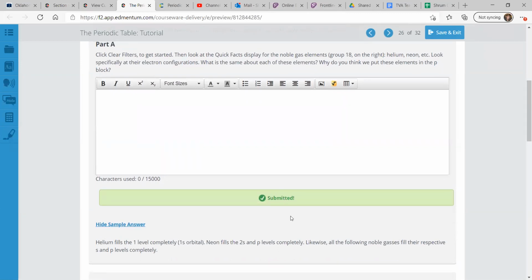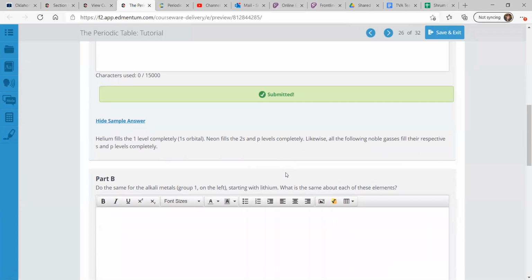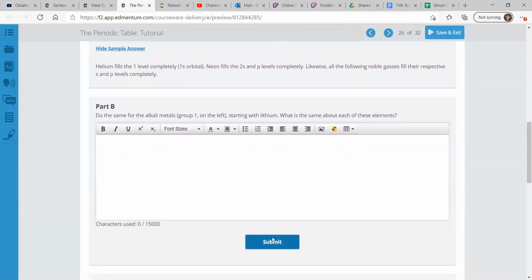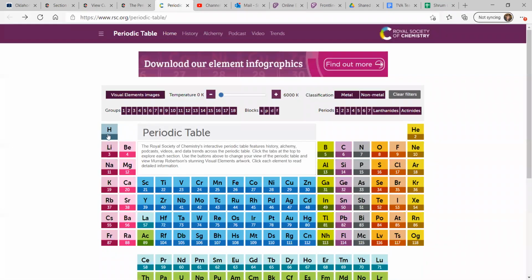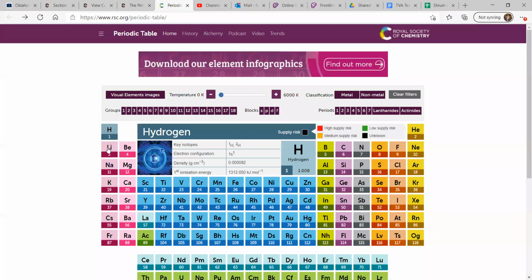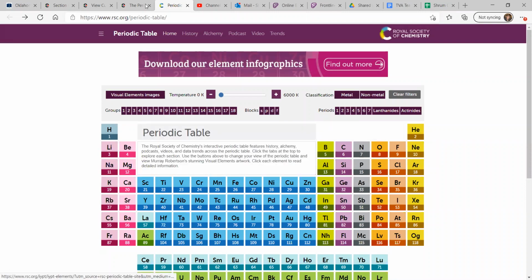Helium fills the 1 level completely, the 1s orbital. Neon fills the 2s and 2p levels completely. They all fill out the s and p levels of electron orbitals. And then do the same for group 1 on the left. What is the same about each of these elements? Well, if you do group 1, we have 1s1, 2s1, 3s1, 4s1, and so on.